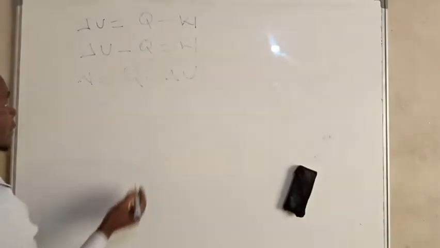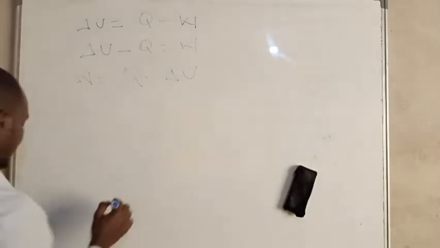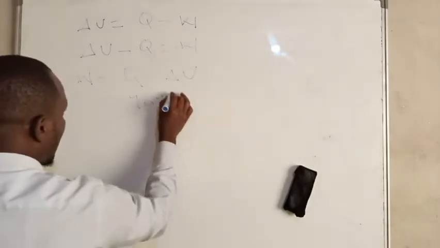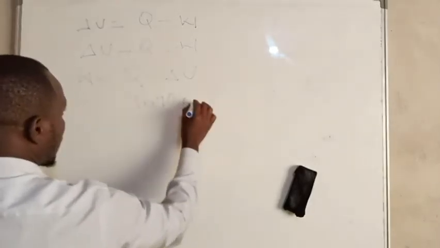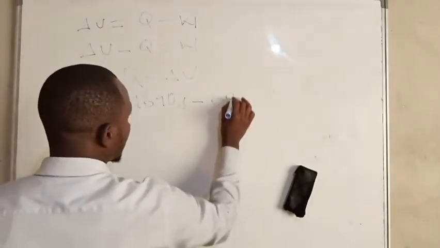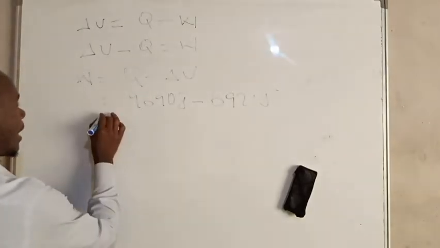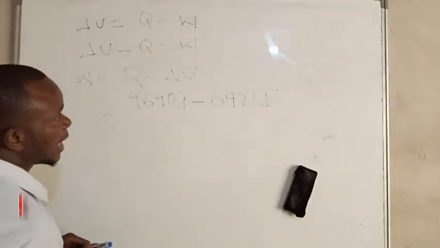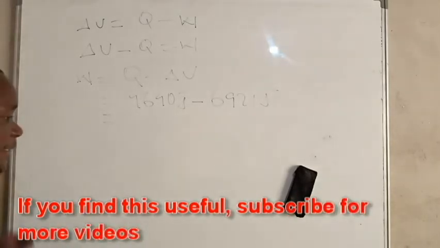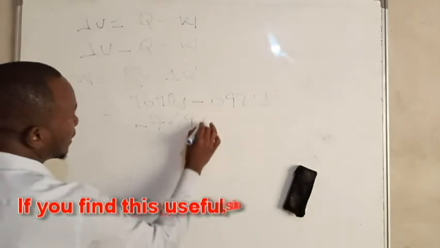So from here, we can just plug in the values. For heat, we had 9690 joules, and for change in internal energy, we had 6921 joules. So 9690 minus 6921, the answer that we're going to get is 2769 joules.